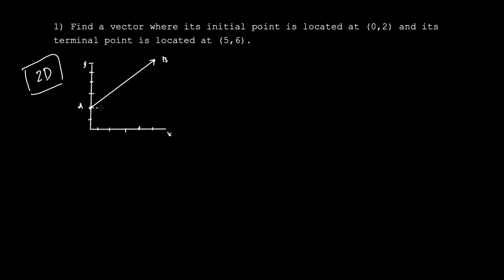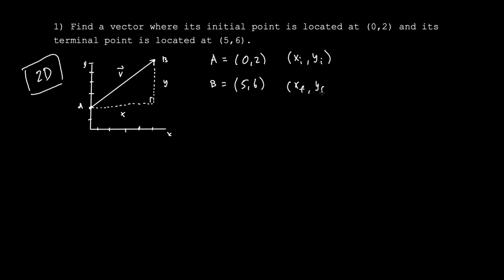Remember that the vector has 2 components because it's in 2 dimensions. And the components are represented by the horizontal and vertical lines that are connected to the vector right here. So the vector we're trying to find is vector v. And we have the x component and y component right here. I'm just going to write down the known information to the side. So we have point A and point B. Now we know that the first component is x initial and y initial for the first point. Point B, we have x final and y final.